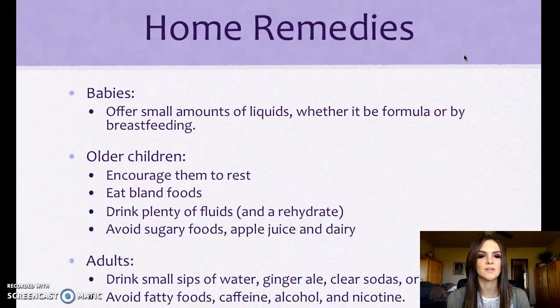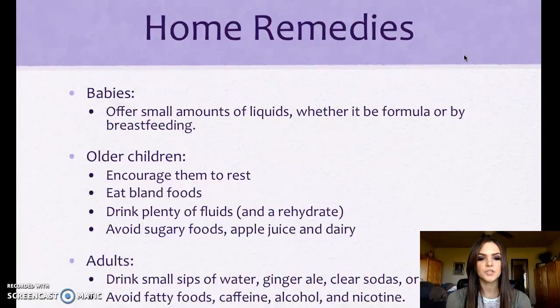There are also home remedies if people didn't get the vaccine and ended up getting this virus. In babies, you want to offer small amounts of liquids, whether by formula or breastfeeding. They also recommend that you don't dilute the formula; you just put the rehydrate in there, but leave the formula at the normal recipe.